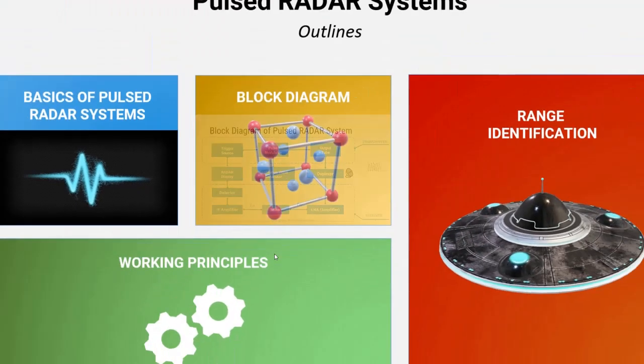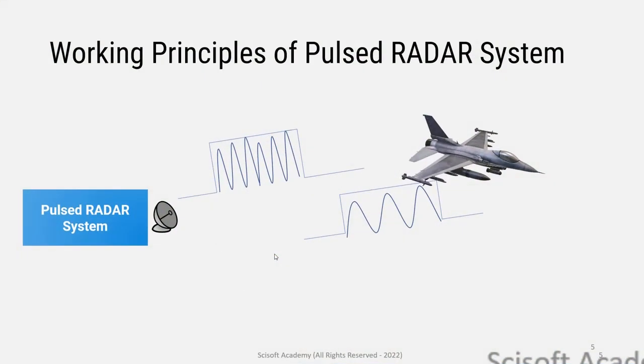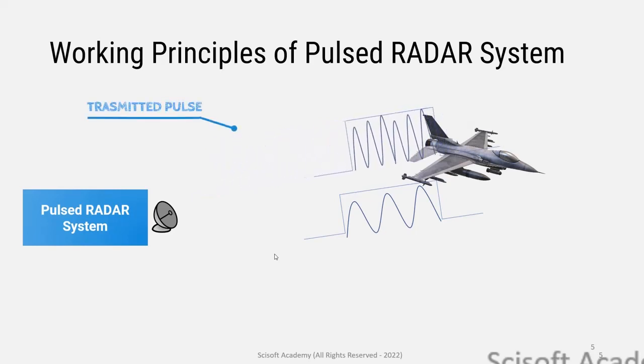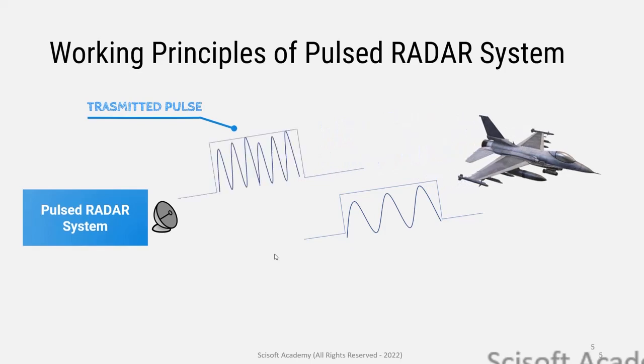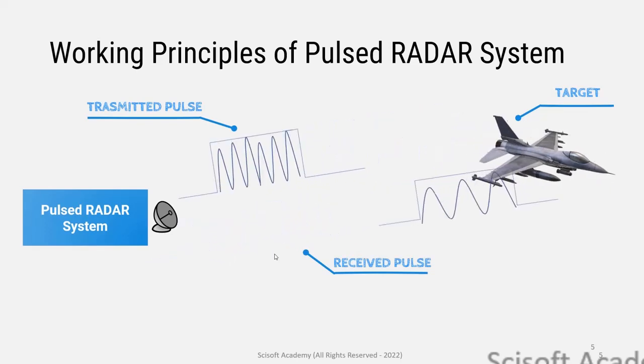Now let's move ahead with the working principle of it. As we have already seen from the block diagram, we will be having a continuous wave transmitter in the first section, where the pulse radar system is going to generate continuous pulses in the atmosphere. Whenever a target enters the atmosphere, the transmitted pulses are going to get reflected by the target. So that is the basic concept.